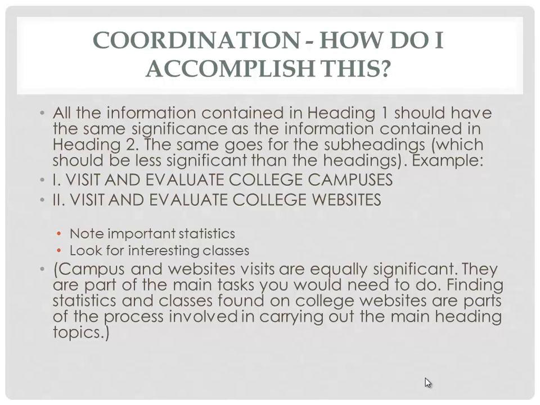So campus and website visits are equally significant, and they are part of the main tasks you would need to do. Finding statistics and classes found on college websites are parts of the process involved in carrying out the main heading topics. So the same thing is going to go for your paper. You're going to have main topic headings, and then you're going to need to find your research and your ideas that will link up to these 2 main headings.